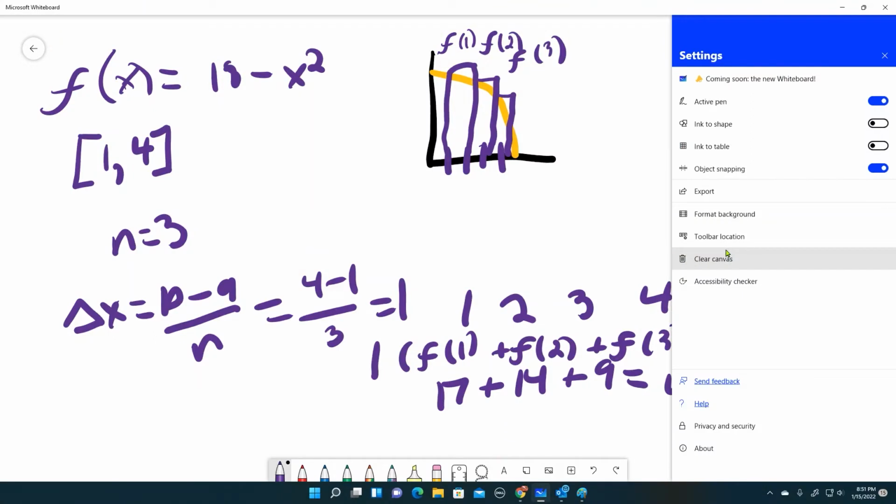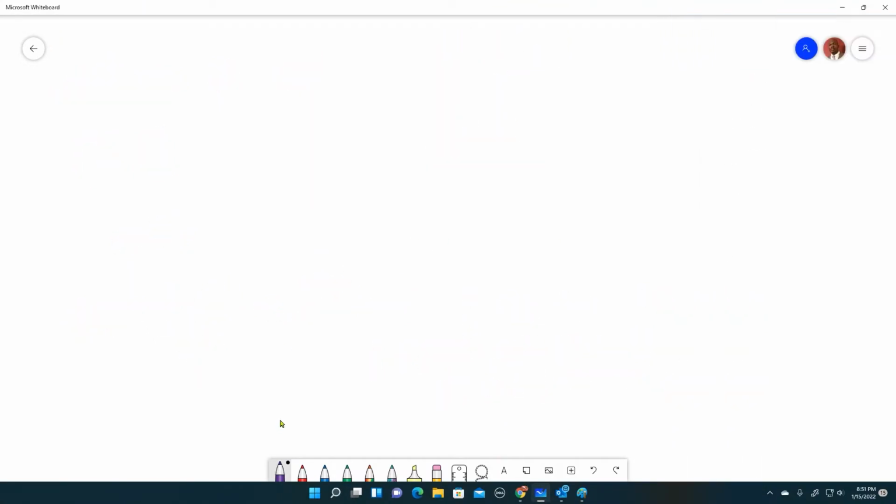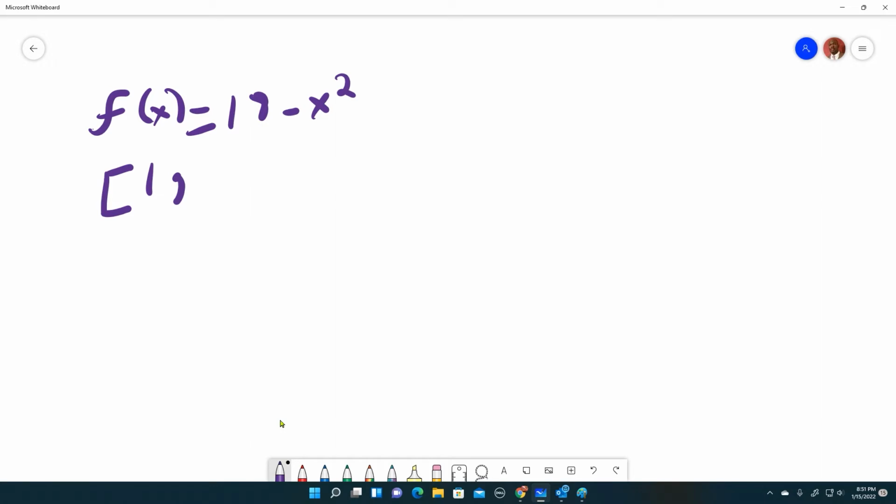So let's erase some of this. Matter of fact, let's just clear this whole page. And let's revisit the problem at hand. So the given function, again, our go-to function for these estimates of the definite integral, is 18 minus x squared. We are approximating the area from 1 to 4. And we're using 3 subintervals. So let's sketch the graph again.